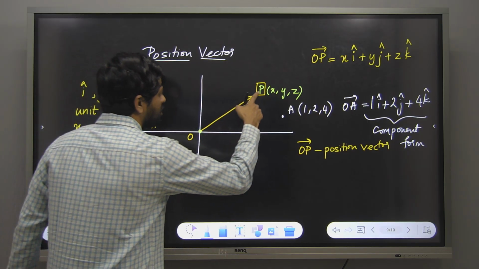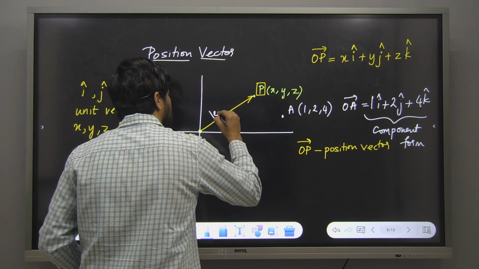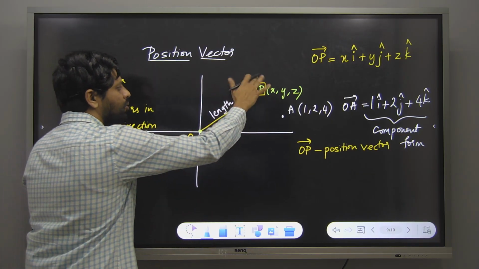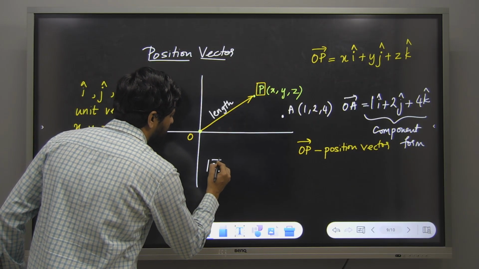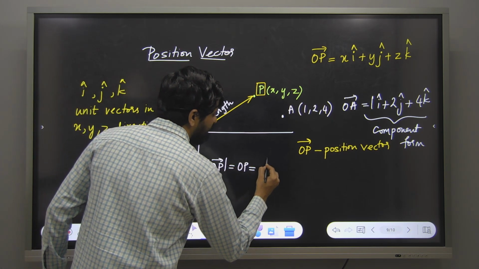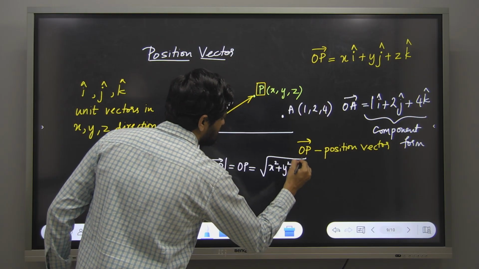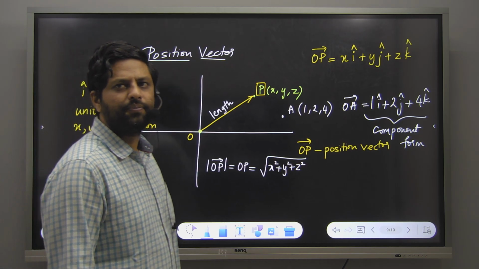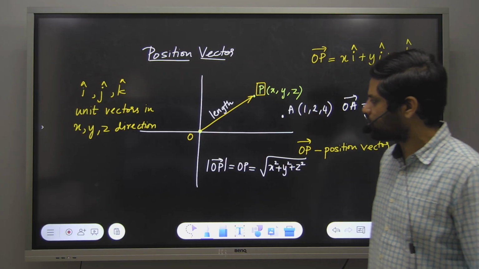Now if I want to find the magnitude of OP, what is the magnitude? Magnitude is the length of the OP vector, the length of the vector from O to P. That is called the magnitude of OP. Magnitude of OP is written like this, or just OP. It is the square root of x square plus y square plus z square. So the magnitude of OP is equal to the square root of x square plus y square plus z square.